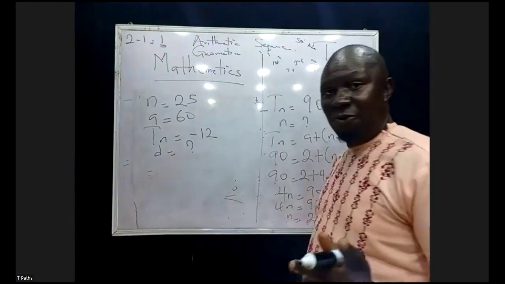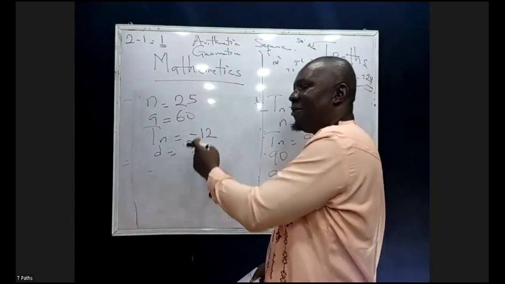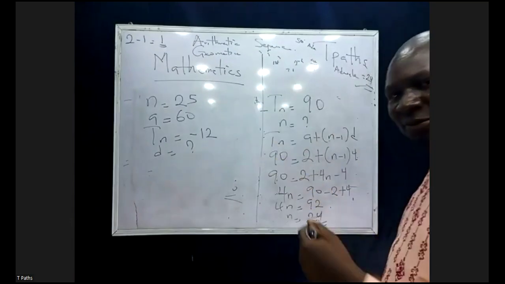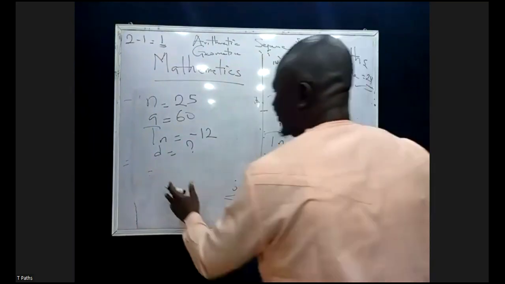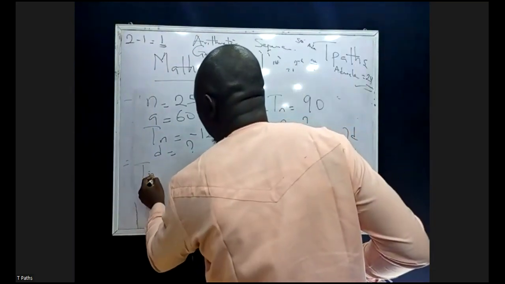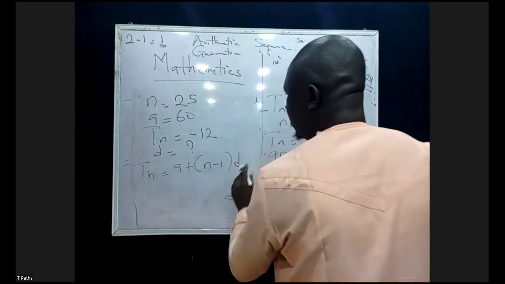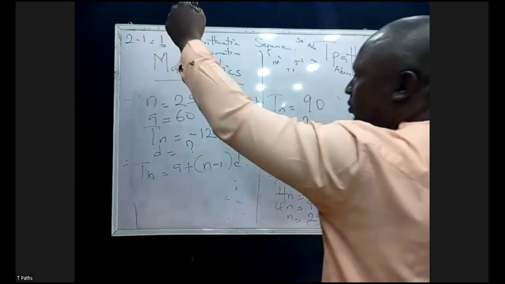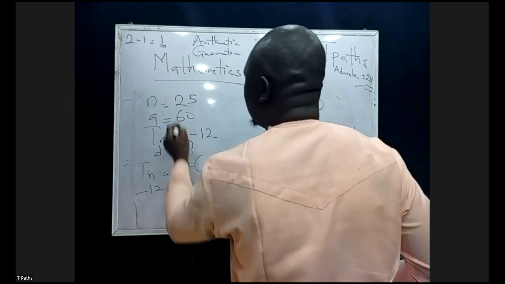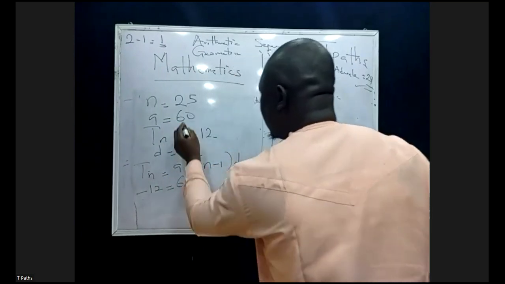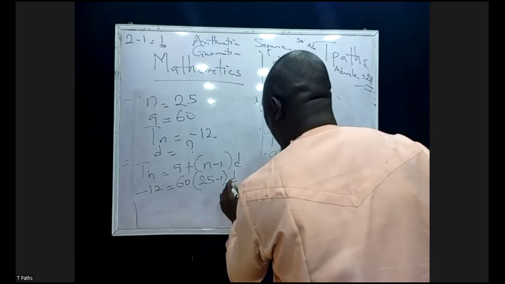You can ask me why. Just because your last term is negative and your first term was positive, which means the sequence is decreasing. The sequence is converging, not diverging. Now, Tn equals a plus (n minus 1)d. You have been given Tn, which is -12. Your a is 60. Your n is 25, minus 1. We don't know our d.